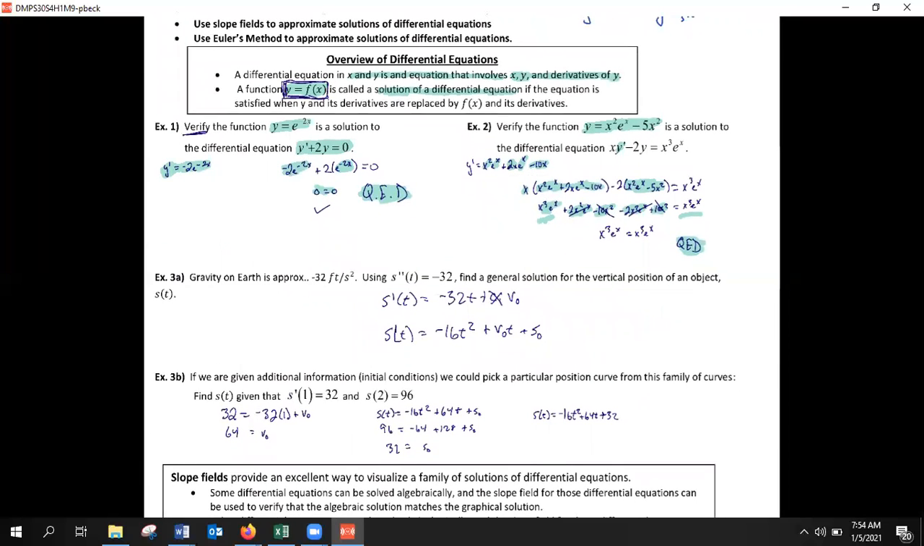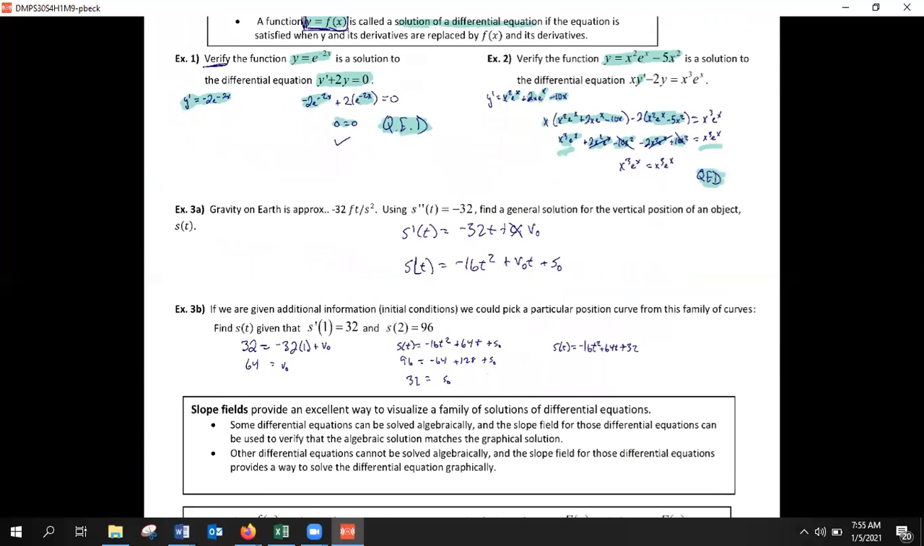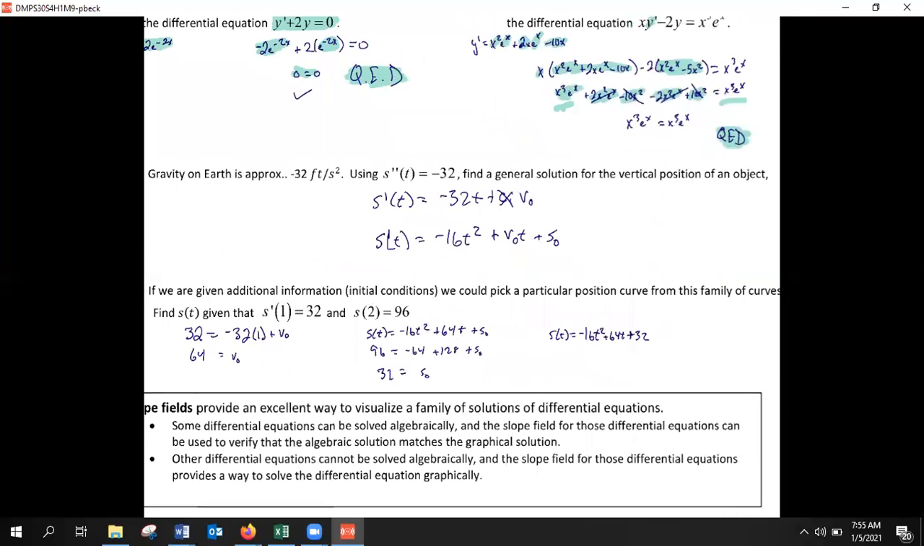Now, when we're actually solving differential equations, it's really just using integration techniques. So we already did a little bit of this. We're going to go into it a little bit more. So if s double prime equals negative 32, then s prime, if we take the integral of both sides, is negative 32t plus, usually I put c1, but really, since this is position, velocity and acceleration, we can call it initial velocity. And then integrate one more time, s of t is negative 16t squared plus initial velocity times t plus initial position. So it's kind of like a proof of that basic relationship between position, velocity, and acceleration.